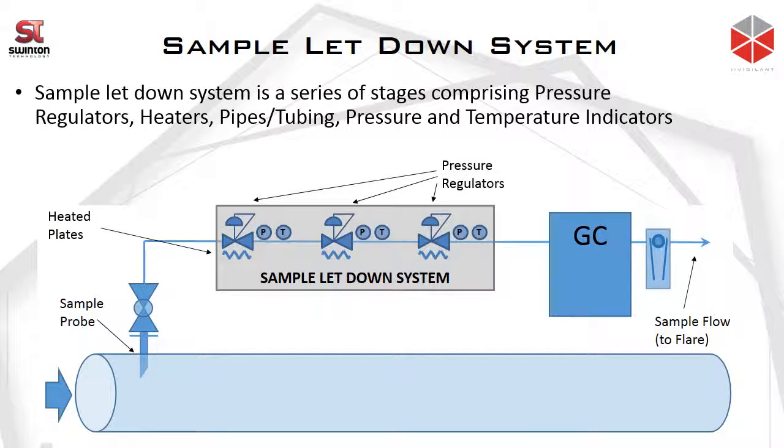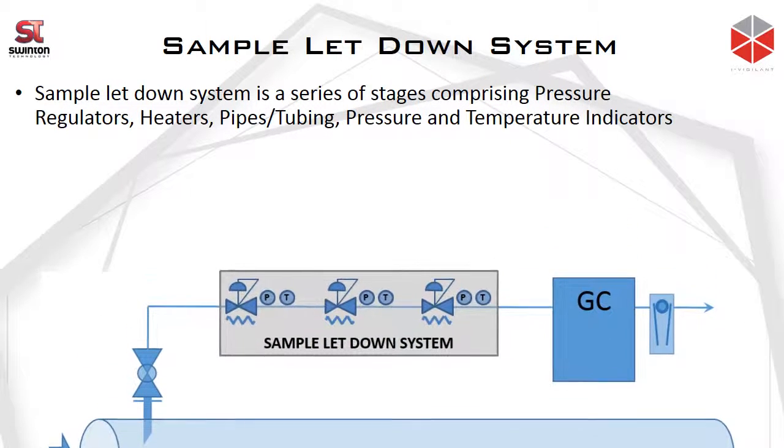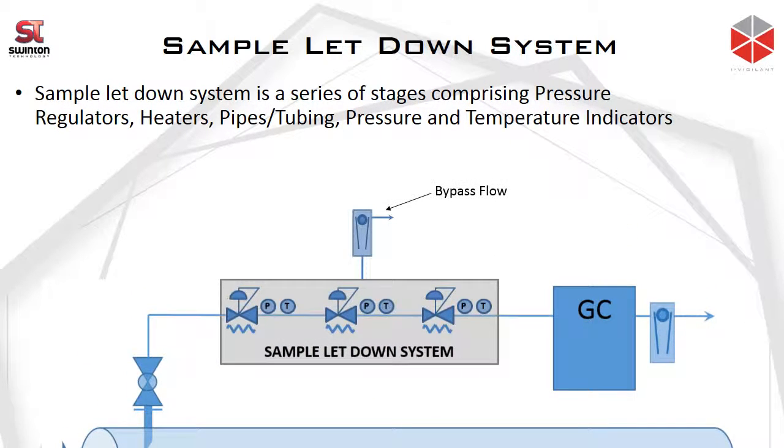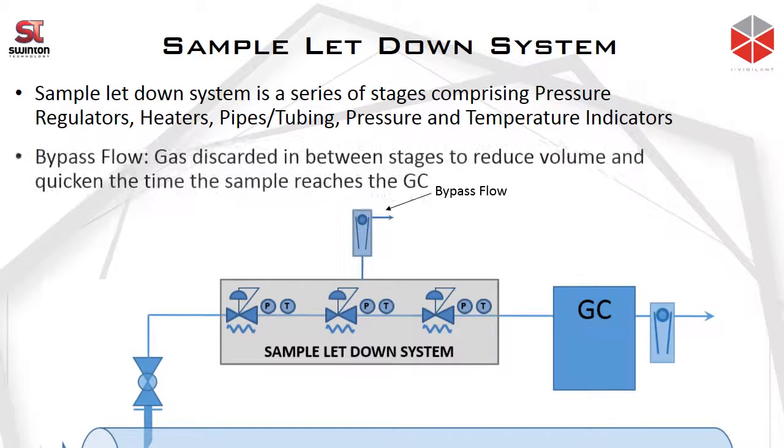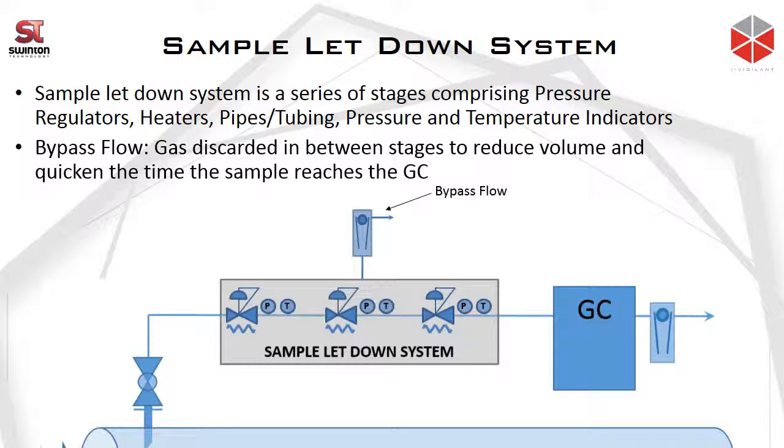The sample letdown system is therefore a series of stages which comprises pressure regulators, heaters, pipes and tubing of various sizes, and pressure and temperature indicators at each stage. There may also be a bypass flow. The bypass flow is gas discarded in between stages. This is used to reduce the volume and also increase the flow, and so quicken the time that the sample reaches the GC from the point that it's actually sampled from the pipeline.